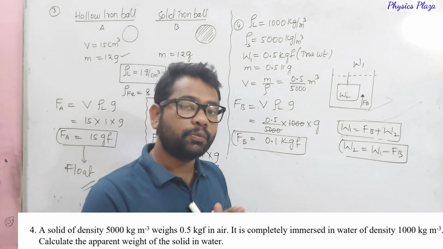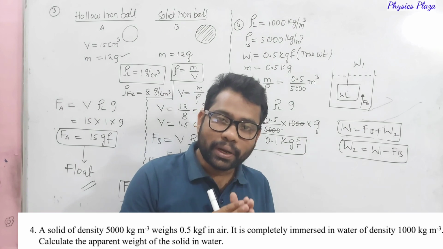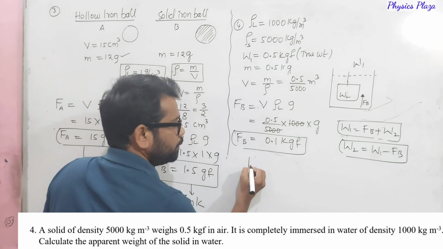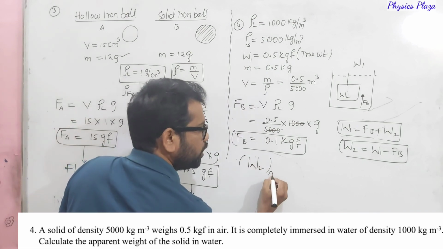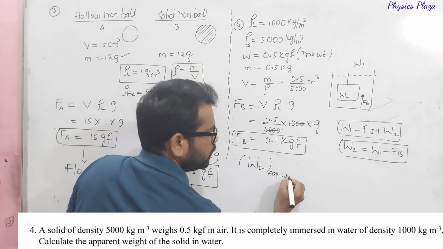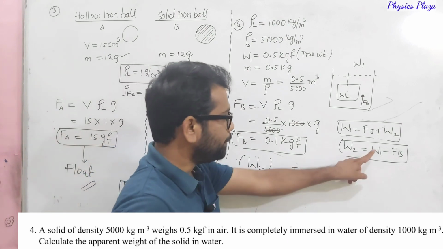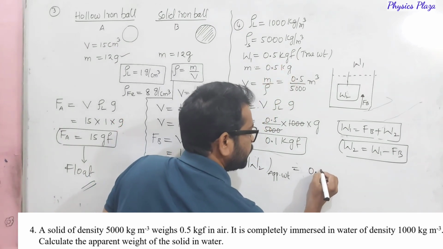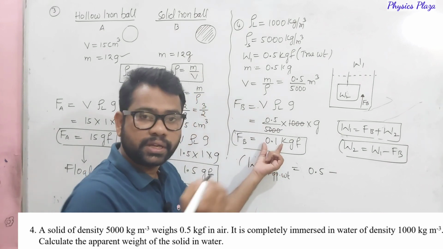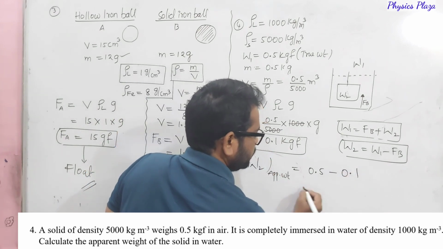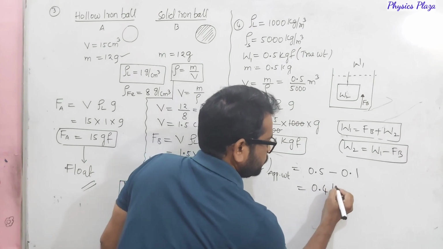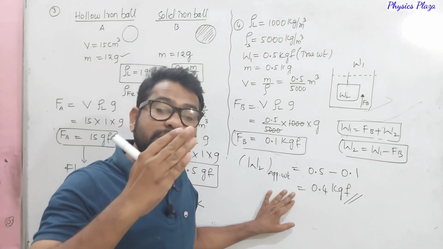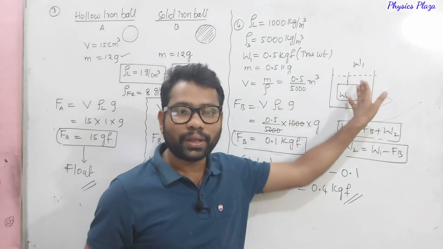They are asking us to calculate the apparent weight. So how can we calculate apparent weight? True weight minus buoyant force. So that is W2. Children, this W2 is nothing but the apparent weight, which is equal to W1, the weight of the solid in air, that is 0.5, minus 0.1. So the apparent weight will be 0.4 kgf. This is the weight of the solid when it is immersed in water. Okay, copy.